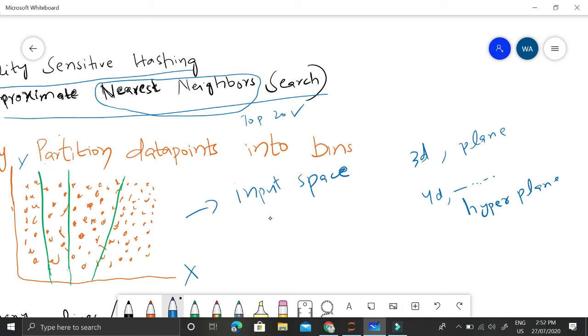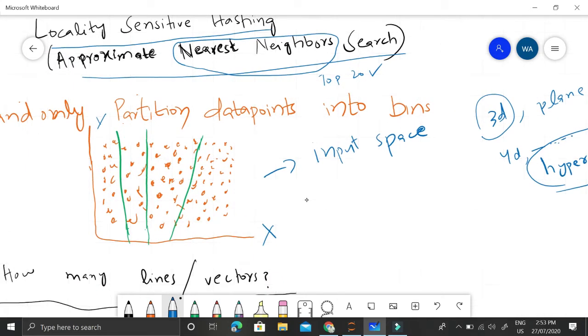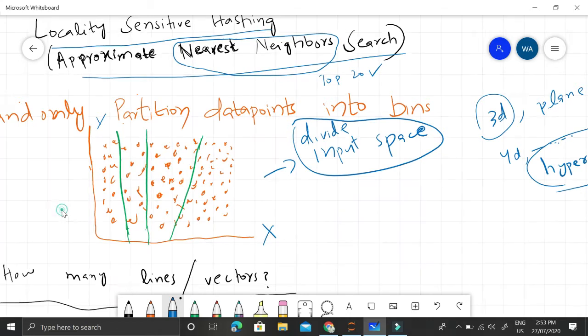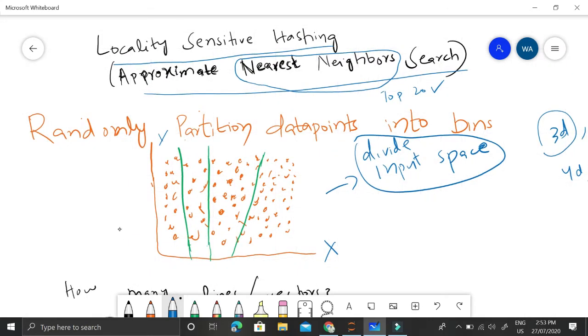So why is this a line? Because we are dealing with 2D data, so to divide a 2-dimensional input space we need lines, but for 3D we need planes, and in higher dimensions we need hyperplanes. Okay, so the main idea is to divide this input space. And how do we divide it? By randomly drawing lines. Once we divide it, we assign each data point a bin number. Consider this first line, this is the second line, this is the third line.